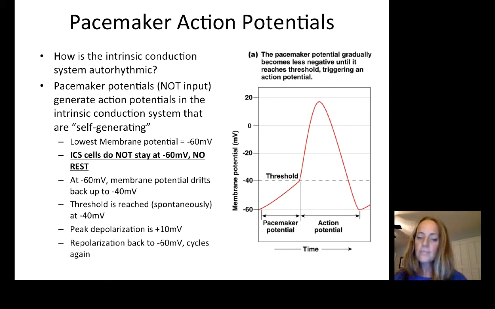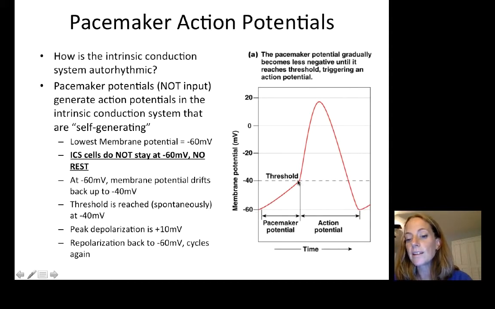Well, it does that by never stopping and never resting. So the intrinsic conduction cells do not stay at their resting potential the way that a neuron stays at resting potential, right? A neuron's going to stay at its resting potential and sit there and wait for an input. Intrinsic conduction cells do not sit at rest. So minus 60 would be their resting potential, but they never stay there. As soon as they hit minus 60, their membrane potential starts to drift up and depolarize on its own.